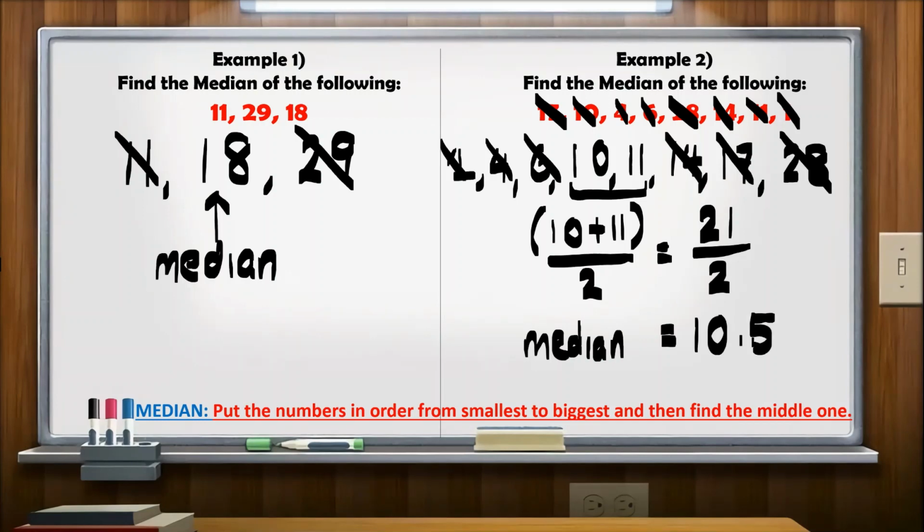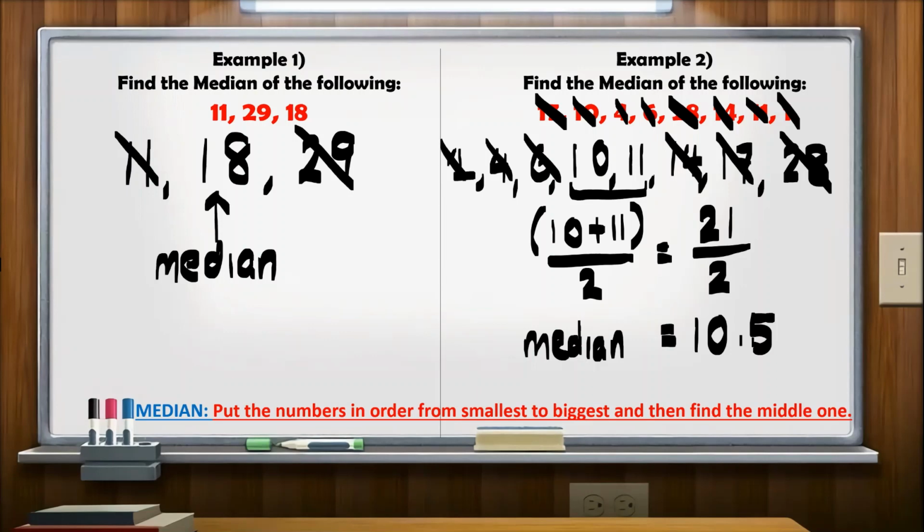Now, the difference between the two examples I've shown you is that regardless of what question you're doing and how many numbers you have in your data set, the median can be a whole number and it can also take the form of a decimal. You may have noticed that the numbers in our data set also impact the way in which we find our median.